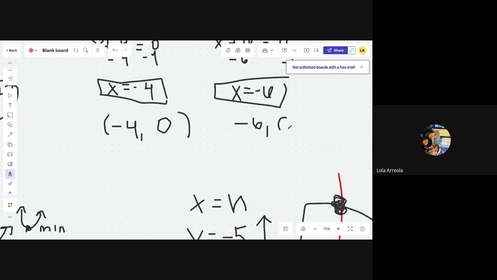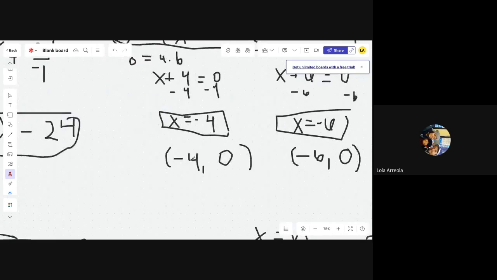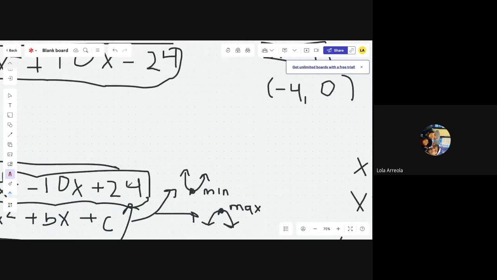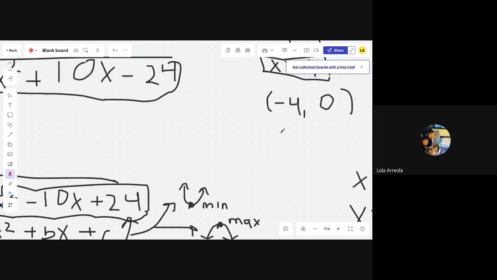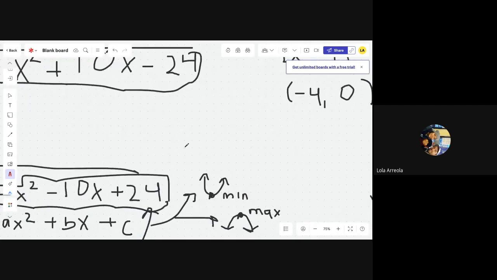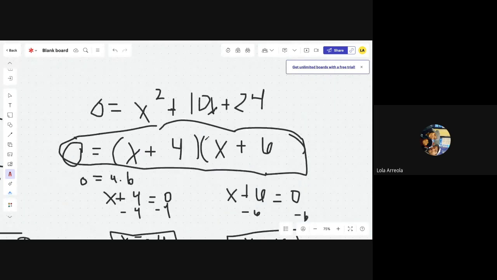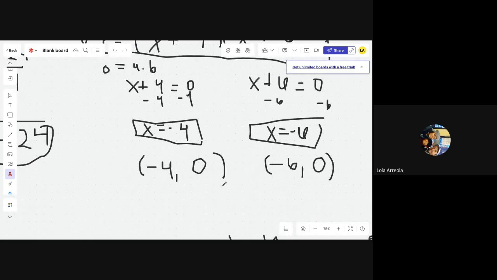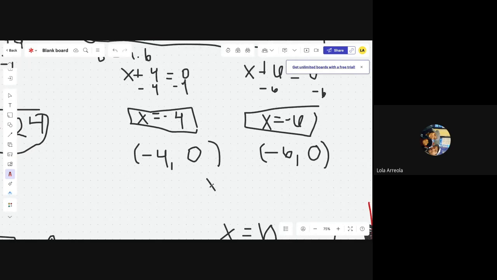When x is equal to negative 6, again, my y is 0. My function is 0. I could check it if I wanted to. I could plug this into my original function, and I would get 0. Because this is equal to this factored form, and when I plug in these values, it's very clear that I get 0. So these are my x-intercepts.